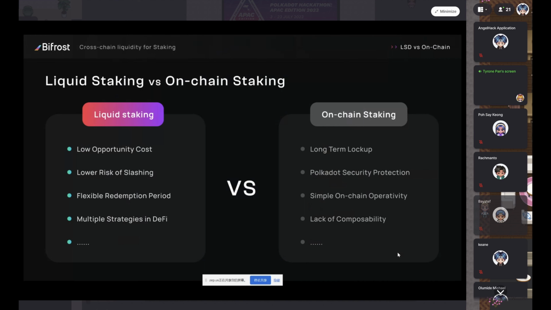Okay. So liquid staking versus on-chain staking is a simple explanation of the advantage of liquid staking. Low opportunity cost, which means definitely liquid staking means liquidity inside of the liquid staking derivative. And lower risk of slashing.